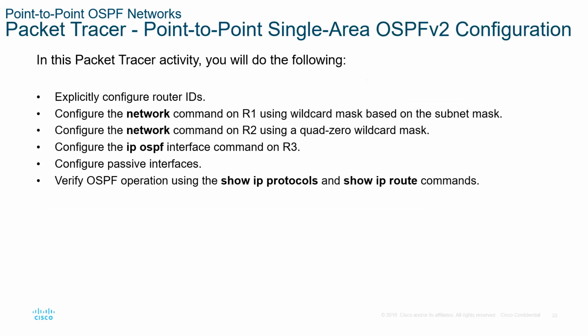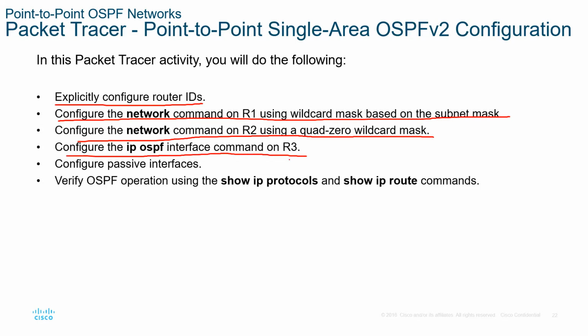Now we have a Packet Tracer activity that we want to do. In this activity, we are going to explicitly configure router IDs like we have seen. We are going to configure the network commands on router 1 using a wildcard mask, and on router 2 using the quad 0 wildcard mask. We're going to configure the IP OSPF interface on router 3, and configure passive interfaces as well. Then we will verify the operations using the show IP protocols and show IP commands.